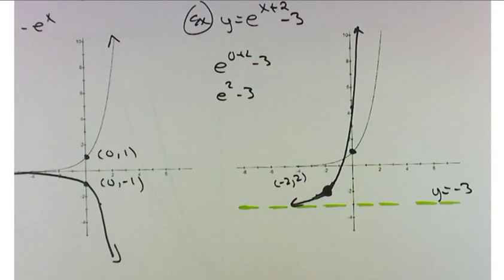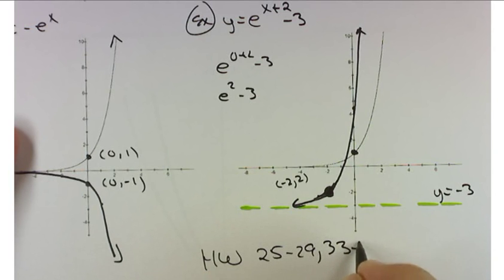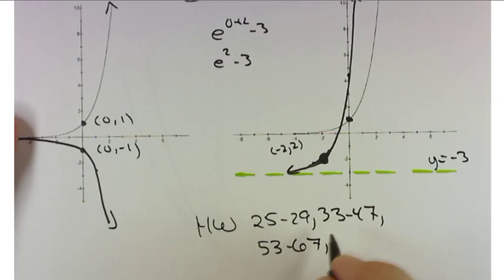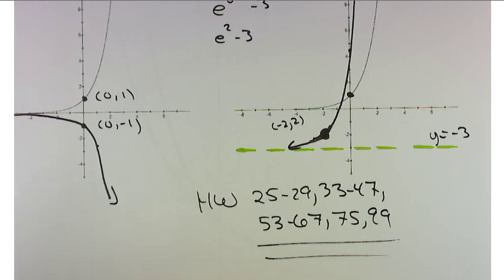Then let me give you some homework. For homework, try 25 through 29, 33 through 47, 53 through 67, 75, and 99. And that's section 11.5.